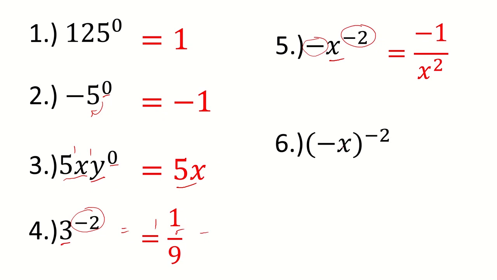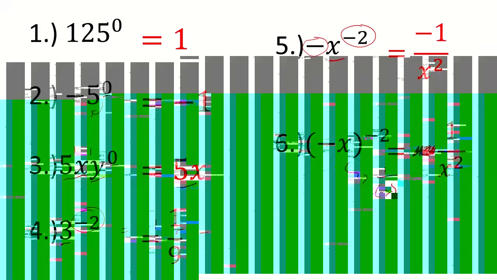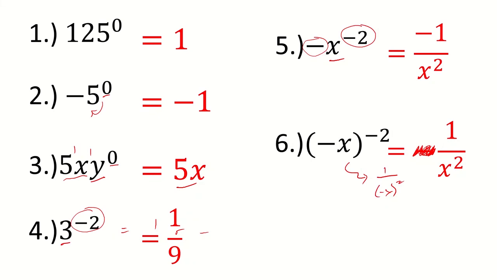Okay, number 6. So, this time, enclose na natin in parenthesis yung negative x natin and they're being raised to a negative 2. That's a time that we can simply transfer. Okay, may typo lang dito, no? So, yes. Please disregard this negative, okay? Kasi yung mangyayari, magiging 1 over negative x squared. Then, the square of negative x is x squared.